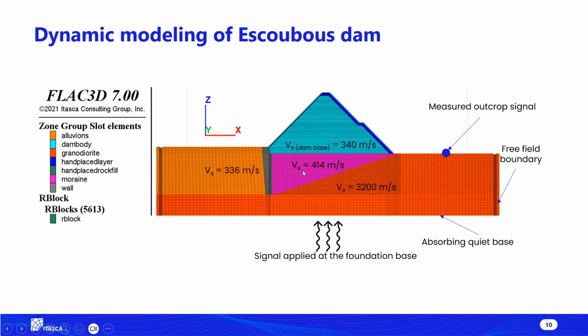For the different parts of the foundation of the dam, we have here the shear wave velocity. For the rock, it's about 3,000 meters per second, which is expected due to its rigid characteristic. For the moraine, it's about 400 meters per second. And at the base of the dam, it's about 340 meters per second. For the dam, it changes as a function of the pressure, so this value is just at the base.